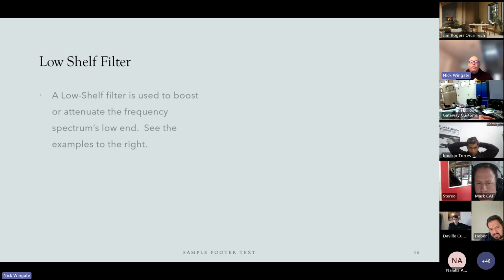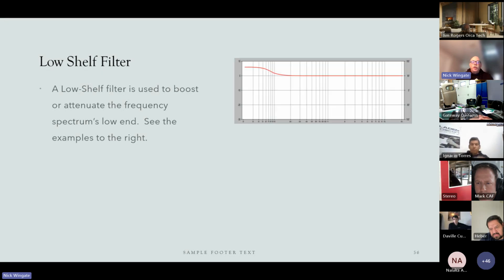So a low shelf filter is used to boost energy or lower energy below whatever frequency we choose. If you take a look, this is a low shelf. This is at 80 hertz. This is plus 6 dB with the Q of 1. This is a ton of energy that I've added to boost 80 hertz in the subwoofer.